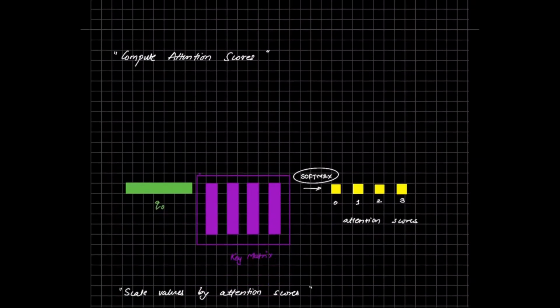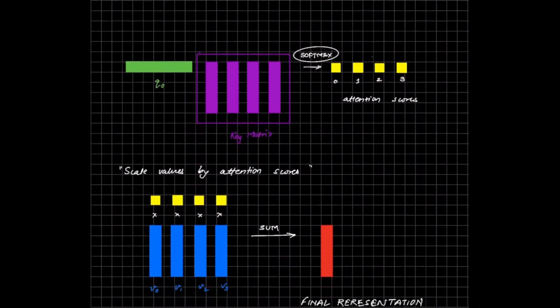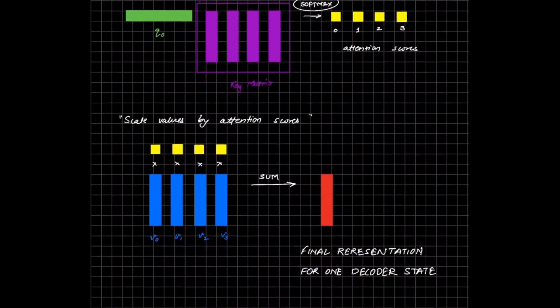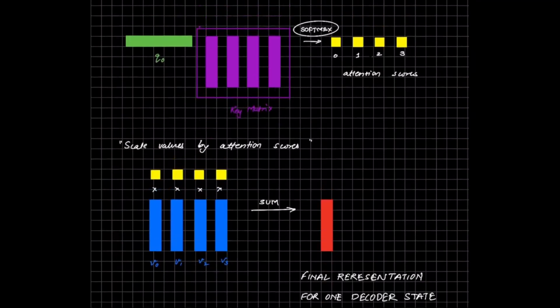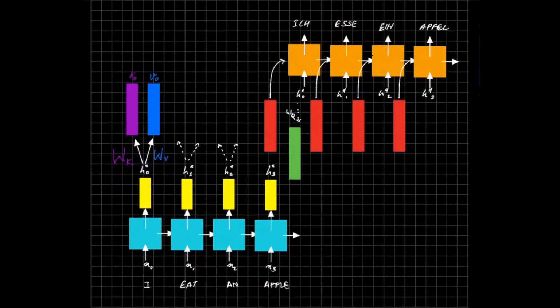Now you compute the attention score. You take the query Q and multiply it with the entire key matrix and take a softmax after that, which gives you the attention scores. When we say scale the values by the attention scores, we mean simply multiply those attention scores with the corresponding value vectors and sum them all together to get this final representation. This final representation is only for one decoder state, since we used only Q0 at the top to come up with the attention scores and the representation. And finally, you feed that representation in red into your decoder state at the corresponding timestamp.